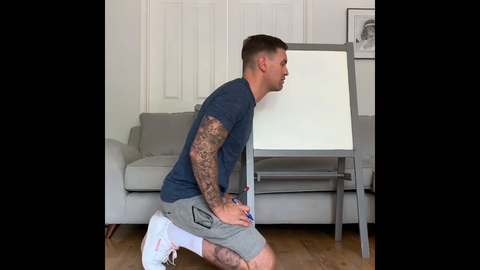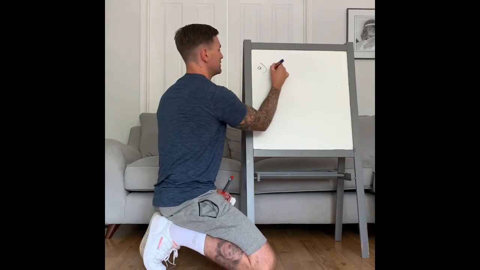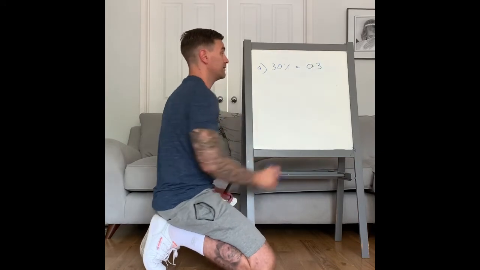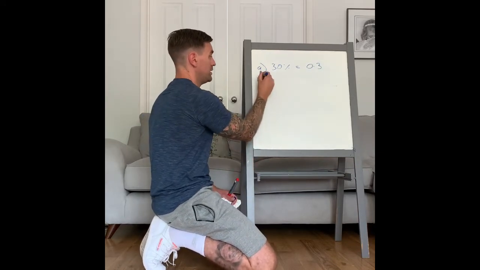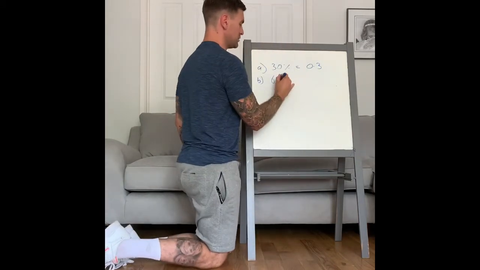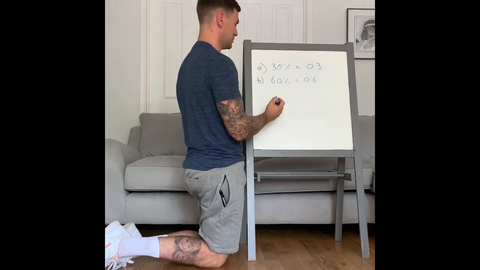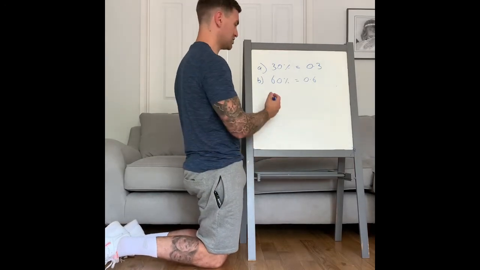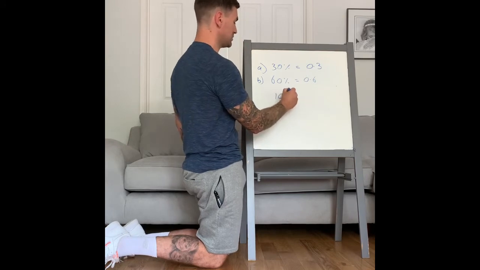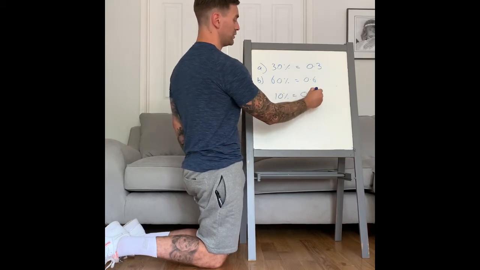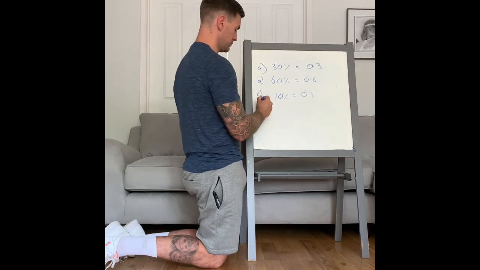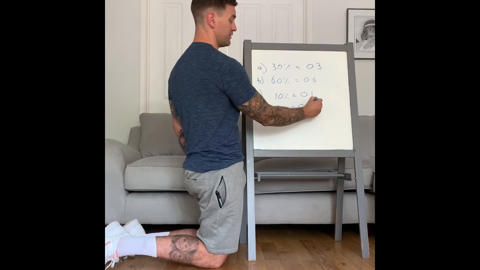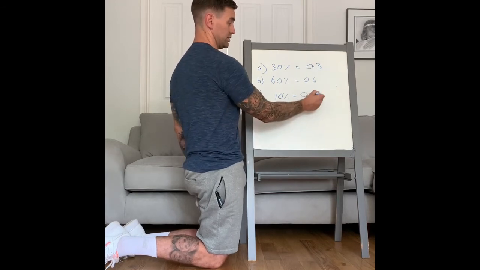multipliers. What is the multiplier for? So A, 30%. A 30% multiplier would be 0.3. Okay. B, the multiplier for 60% is going to be 0.6. 70% is 0.7, 80% is 0.8, 90% is 0.9, and so on. Okay. So 10% is going to be 0.1. 15% is just going to be 0.15.